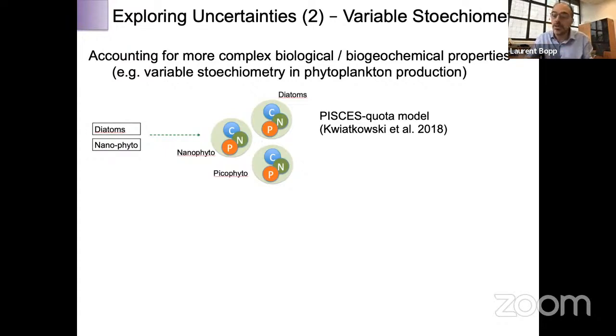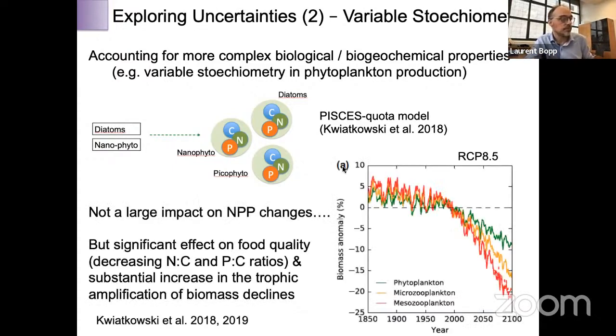So we did perform some additional simulations looking at projections with the PISCES-quota version. If you take into account the possibility of these ratios to change in response to climate change, what's the potential effect on marine biogeochemistry? And what's been shown in Lester Kwiatkowski's paper here is that at least for global NPP, this does not have a large effect on global NPP in carbon or nitrogen.